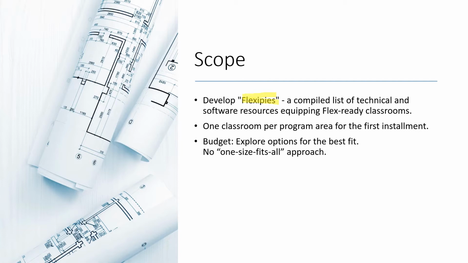The current goal is we're going to have one classroom per program area to be flex ready. And the budget, I think, all depends on what we will need. There's no such thing as one size fits all. Each program will have different needs and requirements. And one of the goals of this presentation is providing a list of options that you can consider.